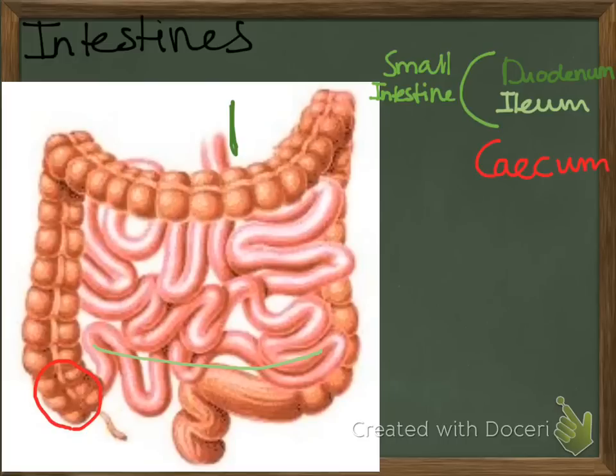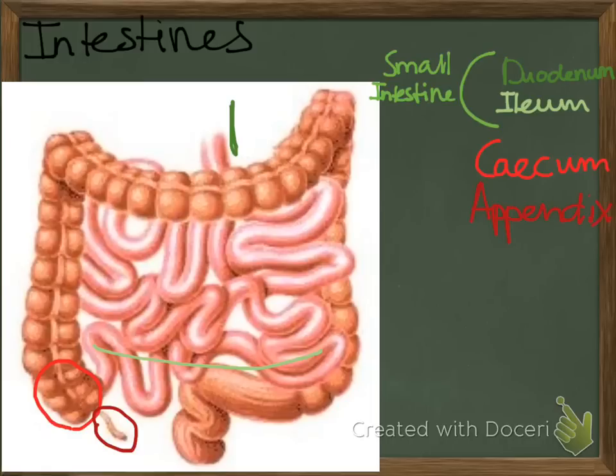Now, where the food from the small intestine enters the large intestine, this part I circled here, is called the cecum. The cecum normally digests plant material, but we only have a very small cecum, so we can't digest plant material very well. A cow would have a very long cecum. So a cow, a herbivore, a plant eater, has a long cecum, so they can digest plant material.